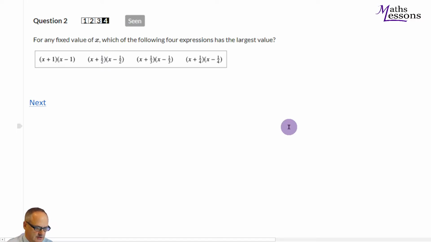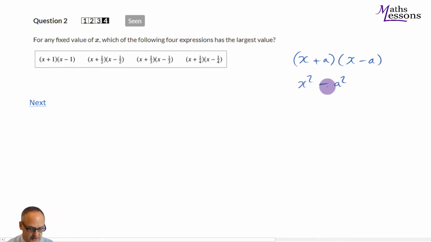Right, looking at this question, for any fixed value of x, which of the following expressions has the largest value? Now the trick to this is to multiply each one out and to spot that all of them have the difference of 2 squares. In case you're not familiar with the difference of 2 squares, I'm going to write it in the same way they write it. If you multiply out an expression like this, you'll get k squared minus a squared. And all of these are of that type. So you get 2 squared numbers, which means you know they're positive.